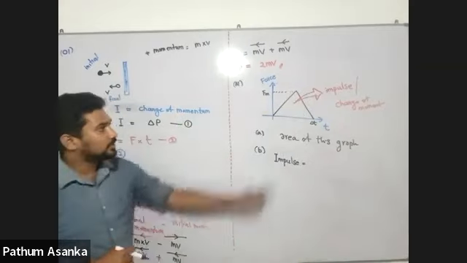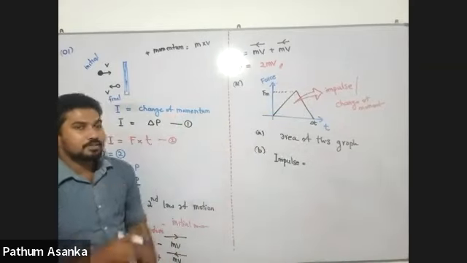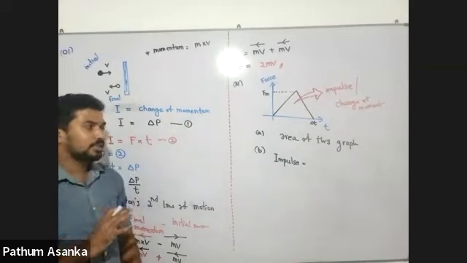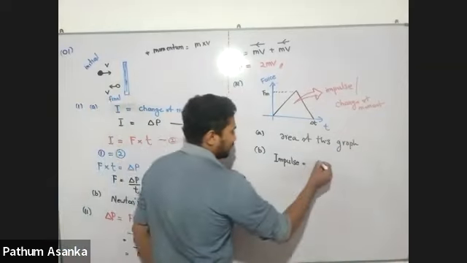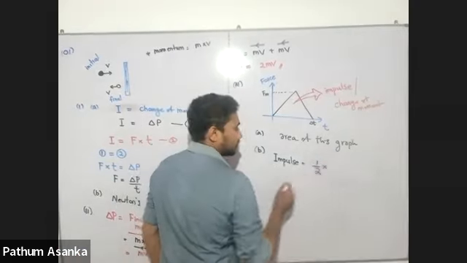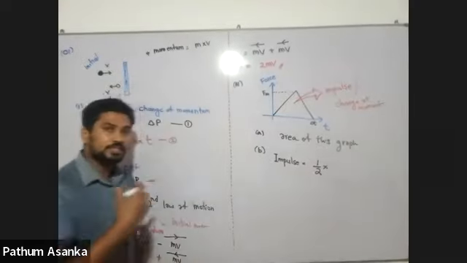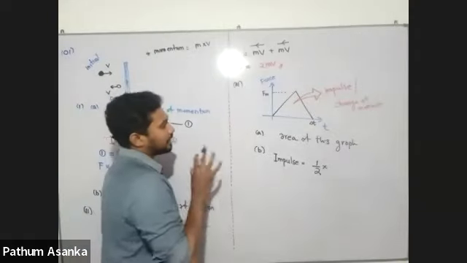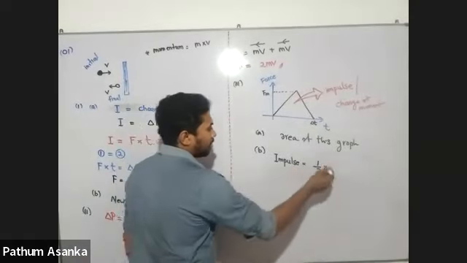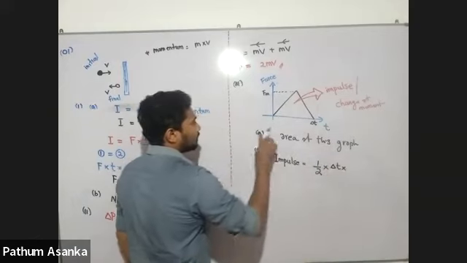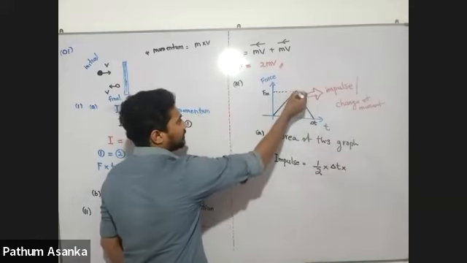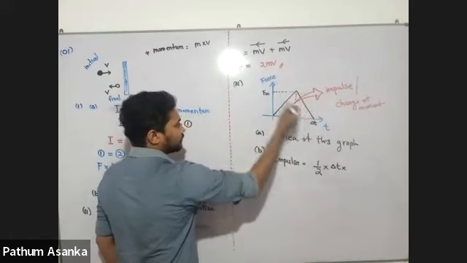So this graph is in a triangular shape. So in order to obtain the area, you have to use the equation which is used to measure the area of a triangle. So how do we find the triangle's area? Half into base into perpendicular height. The perpendicular height means this one, so this is equal to Fm, right?